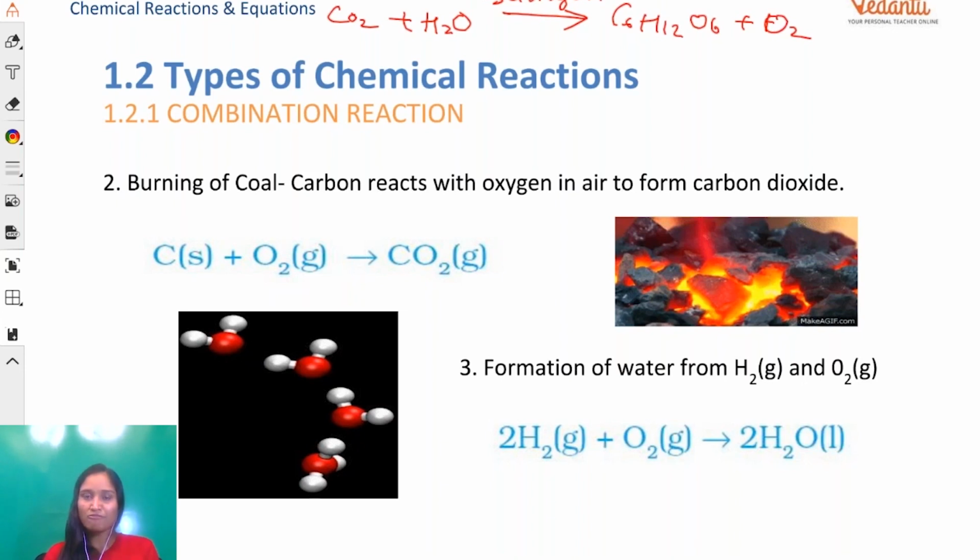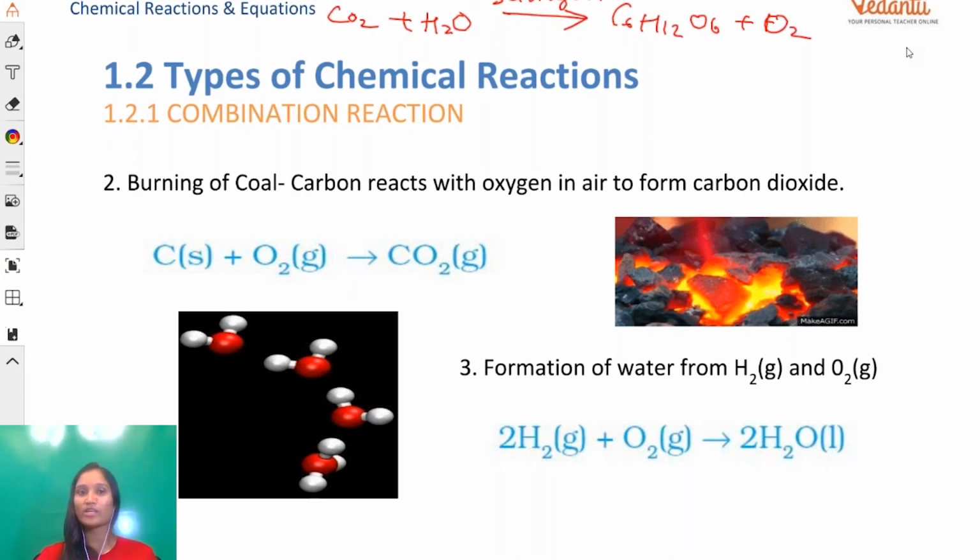And of course, let it be sunlight or heat or whatever, you are giving it. And if you are giving any sort of energy, you call it an endothermic reaction, right guys? So that's about exothermic and endothermic reactions.